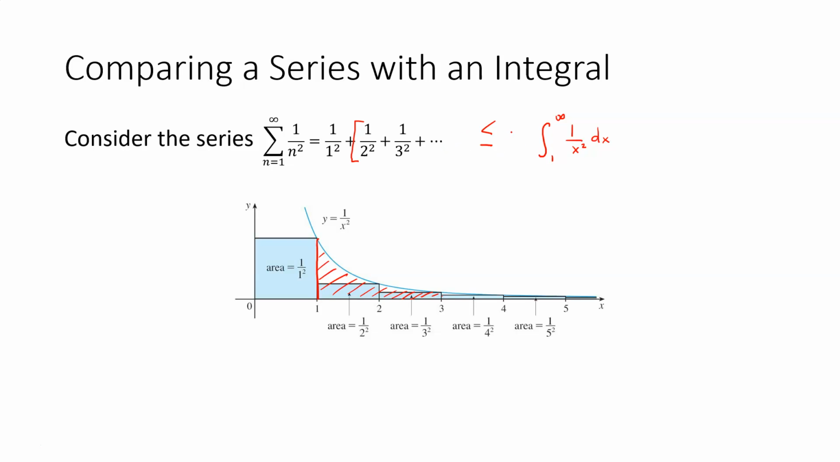So here I can add the 1 there to make it correct. Comparing them, we can see that the sum of the series 1 over n squared is less than or equal to 1 plus the integral from 1 to infinity of 1 over x squared. And we actually know that this value converges, right? We know that the integral from 1 to infinity of 1 over x squared converges.